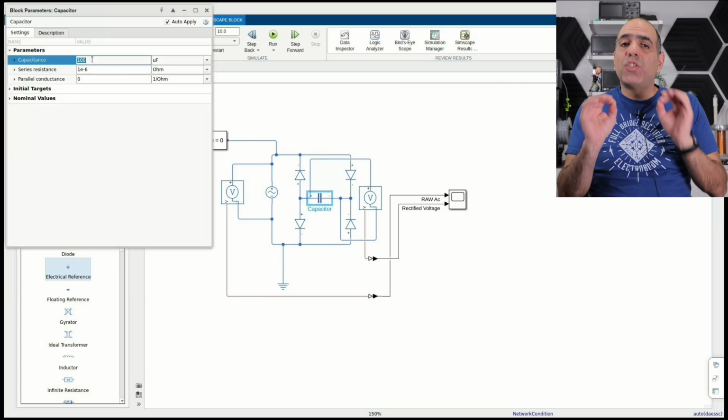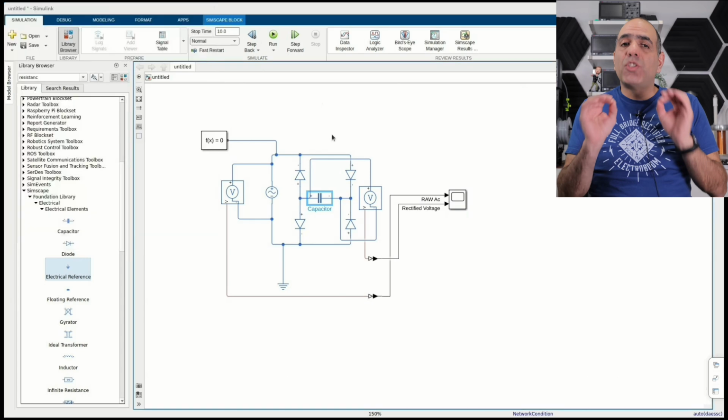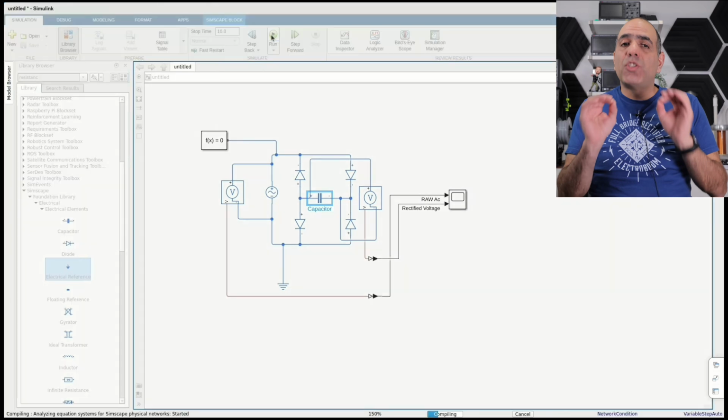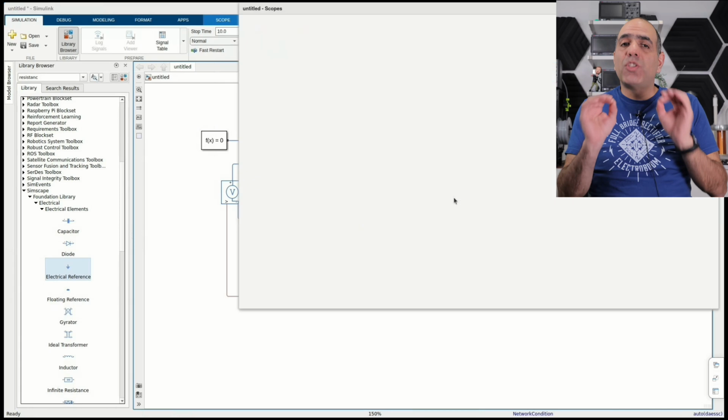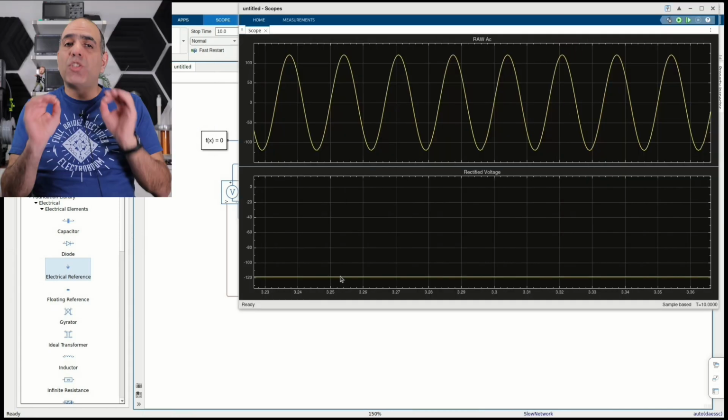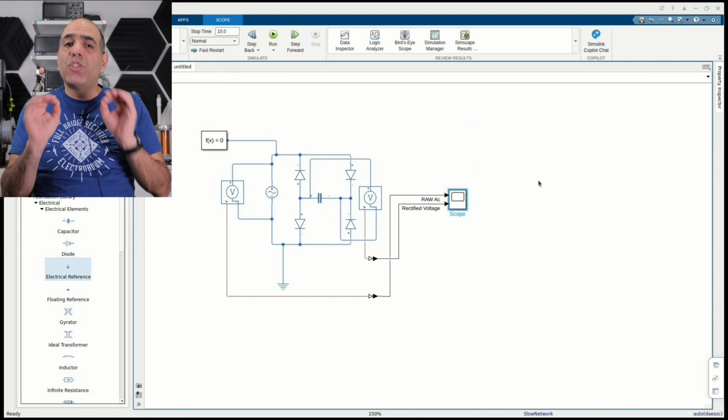So what if I reduce its capacitance to only 10 microfarads? Let's see what happens now. After running the simulation, if I click on the scope, it is just the same because there is no resistance in the circuit. The load is only a capacitive load. That's why it is not having any ripple. The capacitor is handling everything.